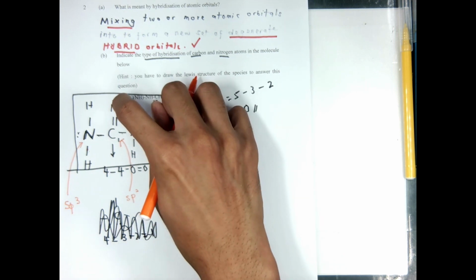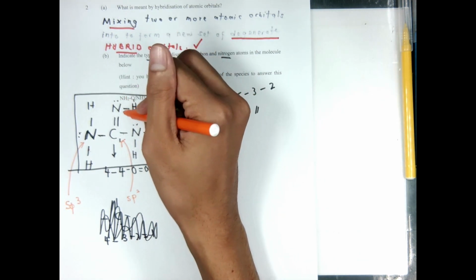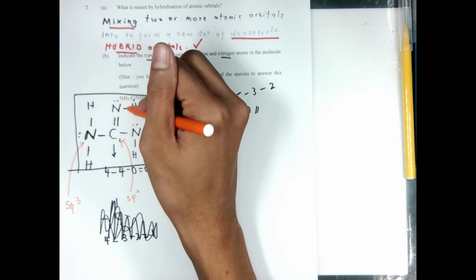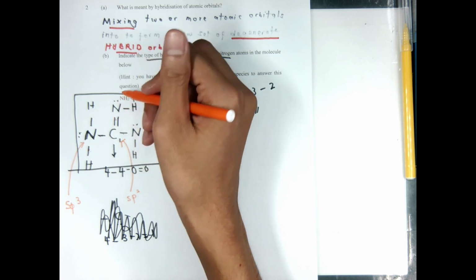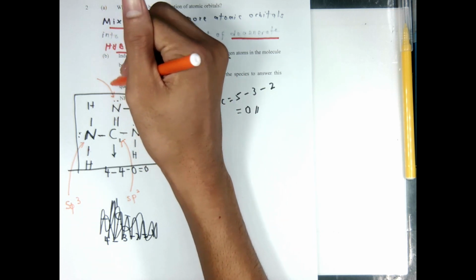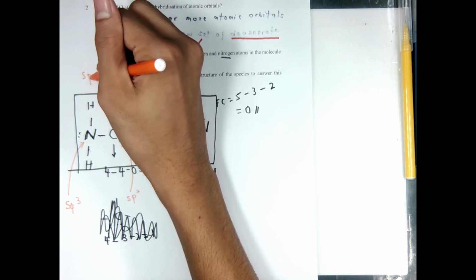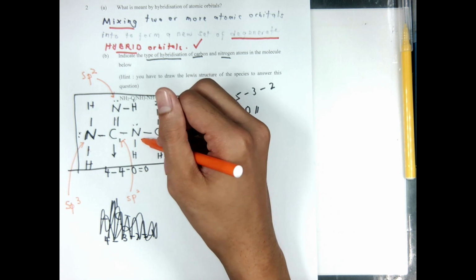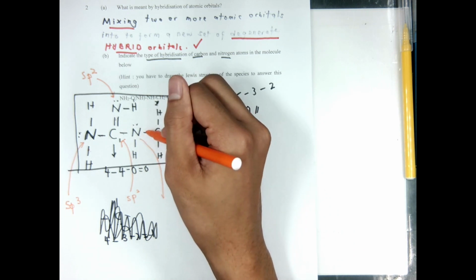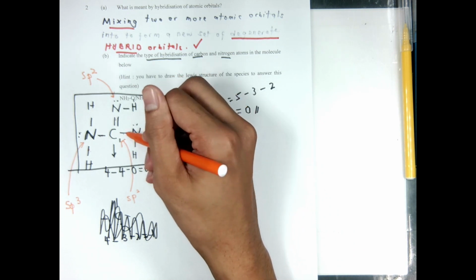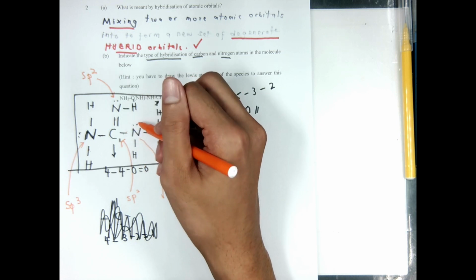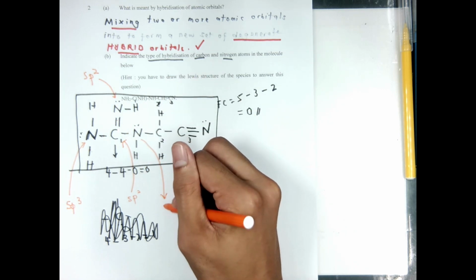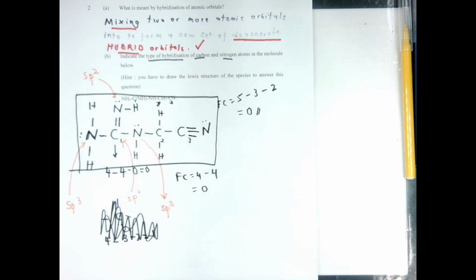For the nitrogen up here, it has 2 bonding pairs and 1 lone pair. So it's going to be sp2 as well. Okay, and for the next nitrogen here, it is bonded with 3 bonding pairs and 1 lone pair. So as you would expect, it's going to be sp3.